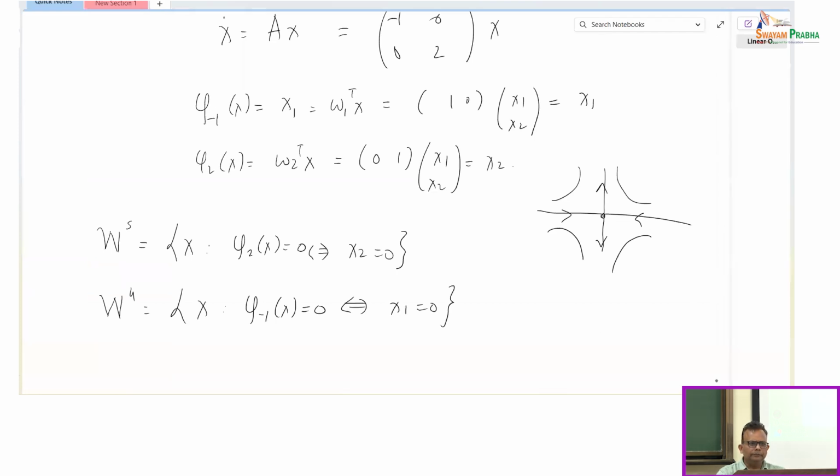Of course, this will work even in a non-diagonal case, but this is just to make the point. Yes, n is the dimension of the system. In this case n is 2, the state space dimension.